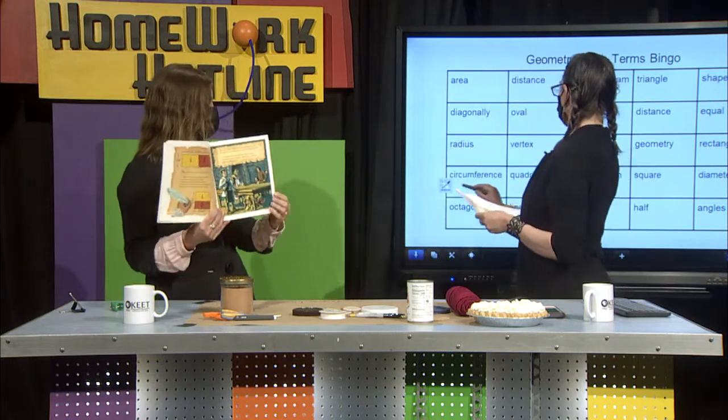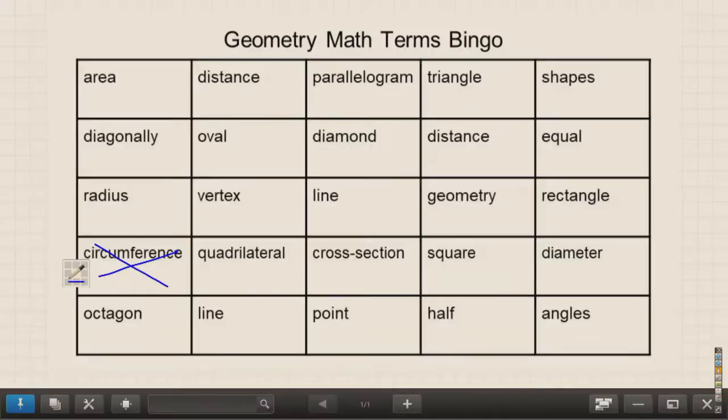Okay, so we had Circumference and Radius. There we go, right above there. Excellent. We're already getting close to bingo.